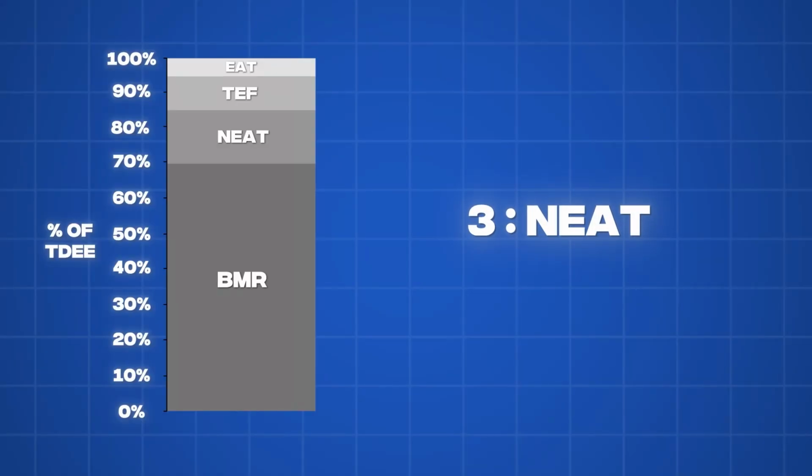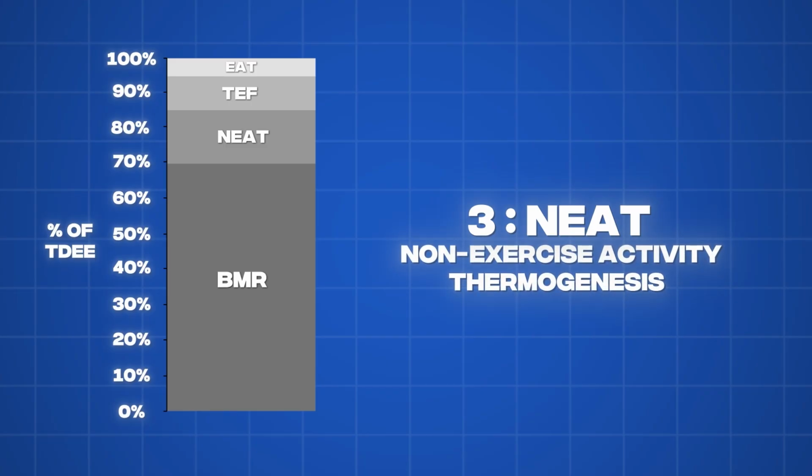The next thing we're going to go over is your NEAT, also known as your non-exercise activity thermogenesis. This is how many calories you're burning throughout the day that's not quite exercise, but not quite you just doing nothing. So this is everything from fidgeting to opening up the fridge door to walking your dog to typing at the computer. All those things add up over the day.